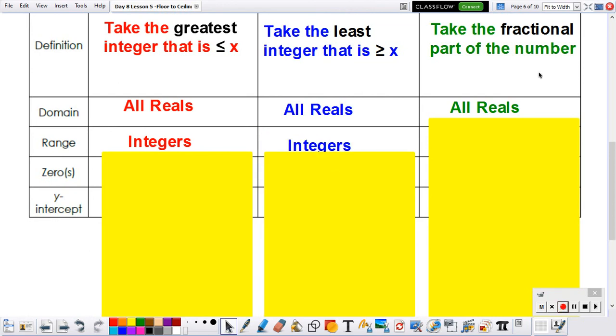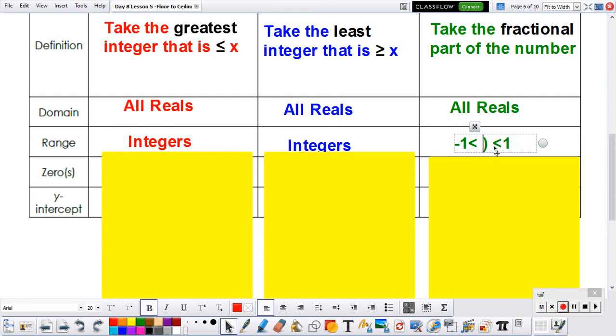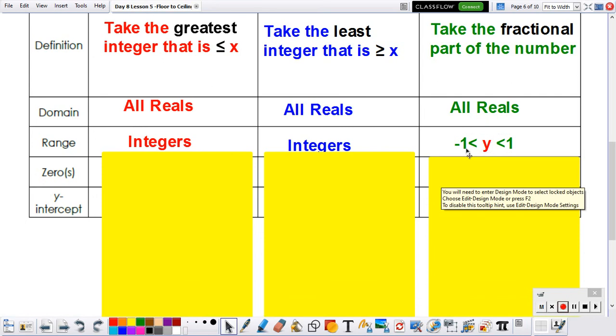Okay, but for the fractional part of x, if we're going to chop off the whole number and just keep the decimal, our range is going to be anything between -1 and 1. And you can put a y here. I actually don't like that. That's confusing. Let's make it a y. There we go. Y. And notice that there are no equal signs. All right. So the zeros, the x-intercepts.